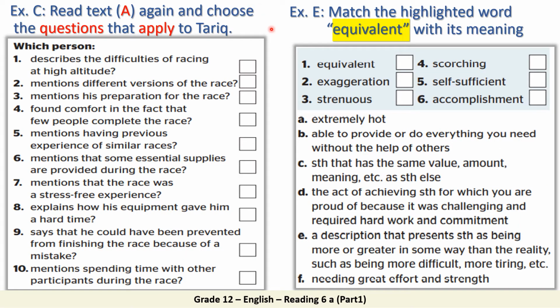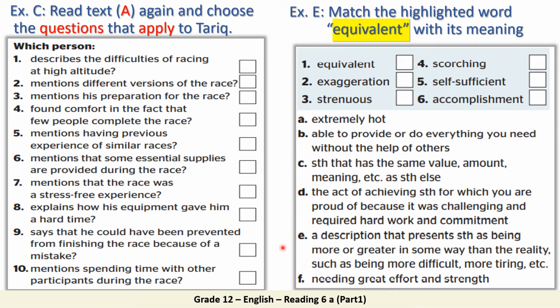Now, dear students, with all information about text A clear and fresh in your memory, let's answer the relevant questions of exercises C and E. As for exercise C, please read text A again and choose the questions that apply to Tariq. Some of these questions are relevant to Tariq. Please choose them. And in addition, match the highlighted word equivalent with its meaning. What is the meaning of the word equivalent? Choose one of these answers.